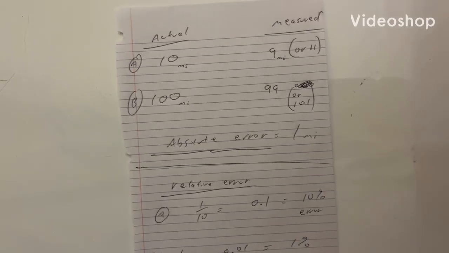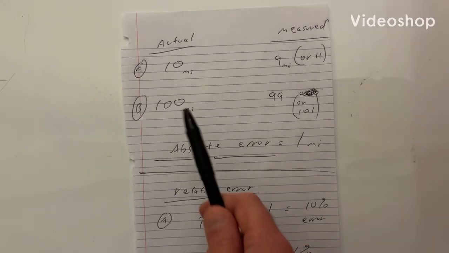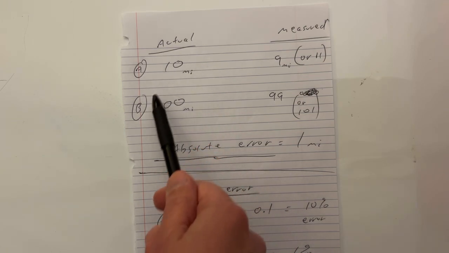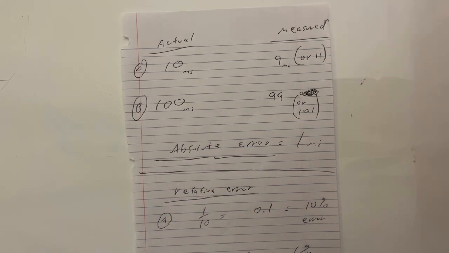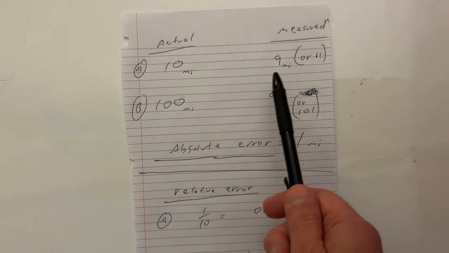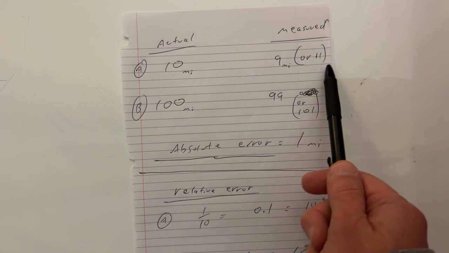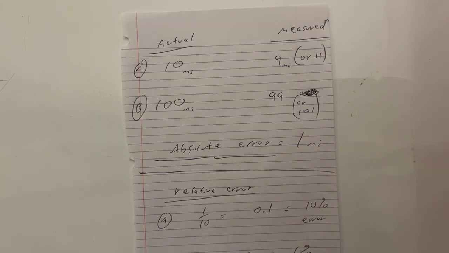I'll start with an easy example here. You have your actual reading, say something's 10 miles long, distance A is 10 miles long, distance B is 100 miles long. But then you measure it, and your measurement for this one will actually be, say, 9 miles, or it could be 11 miles. Either way, you're off by 1 mile.